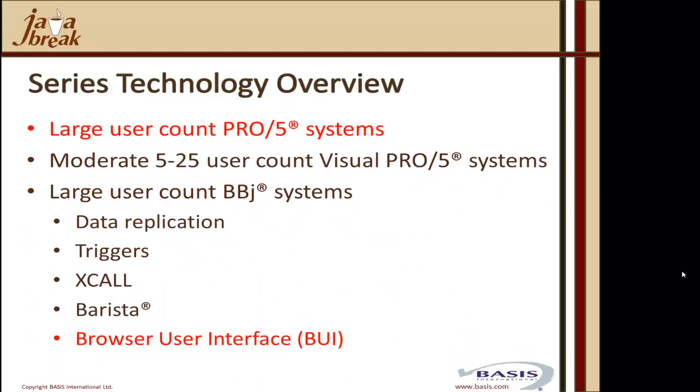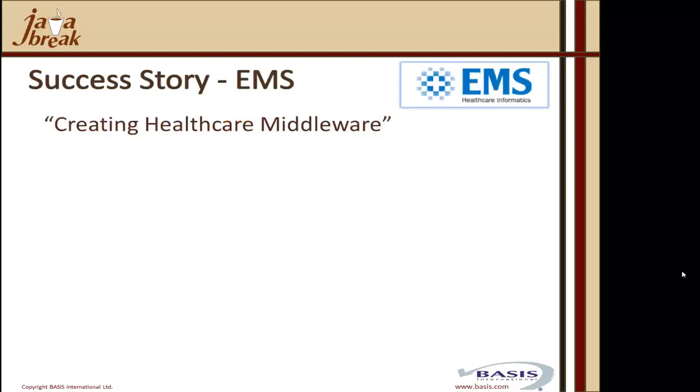In the series, we're going to look at a range of business basic installations ranging from large user count Pro 5 systems to moderate 5 to 25 user count Visual Pro 5 systems, and also large user count BBJ systems where they've utilized BBJ technology like data replication, triggers, the X-call to BBJ, Barista. And today we're going to look at a large user count Pro 5 system, but with a twist. We're going to be looking at the browser user interface used in conjunction with the large user count Pro 5 system. So let's first start off with some background about EMS.